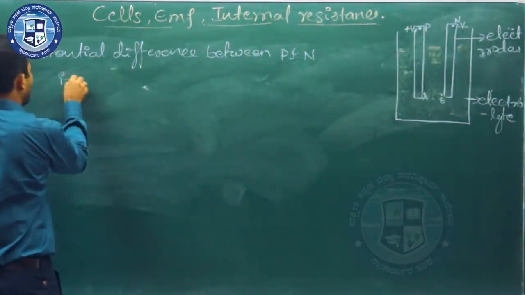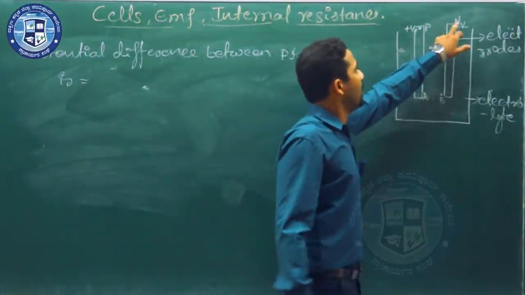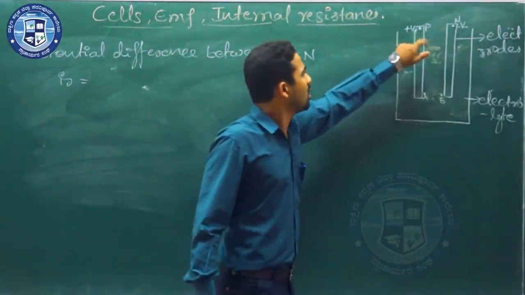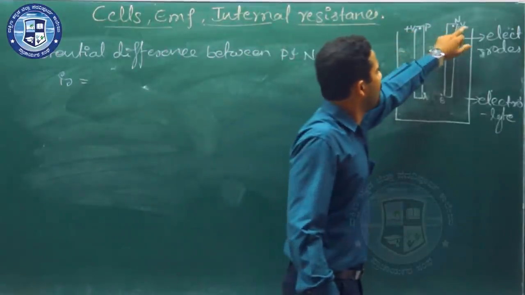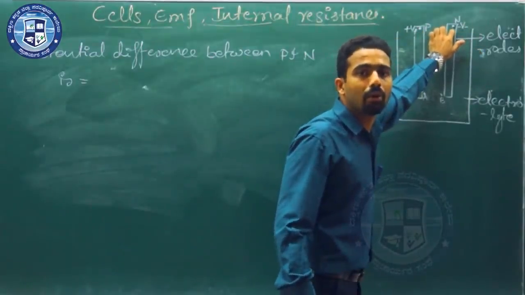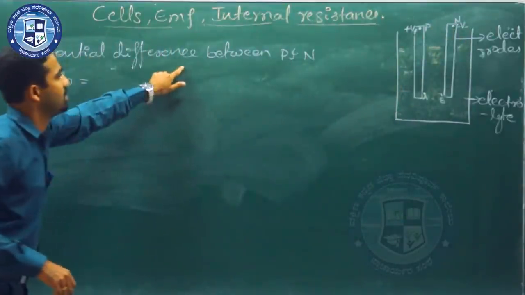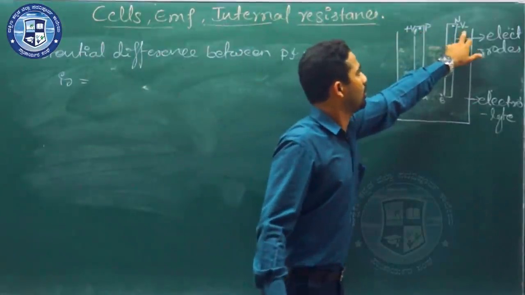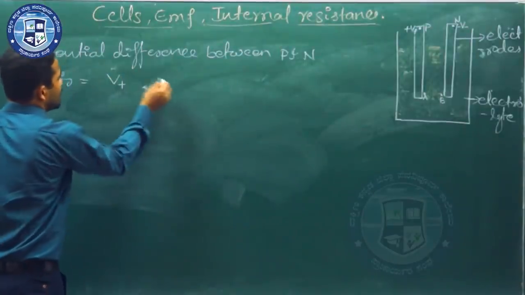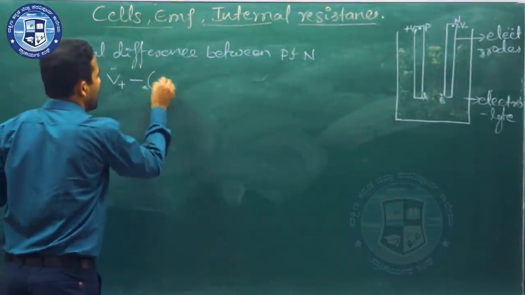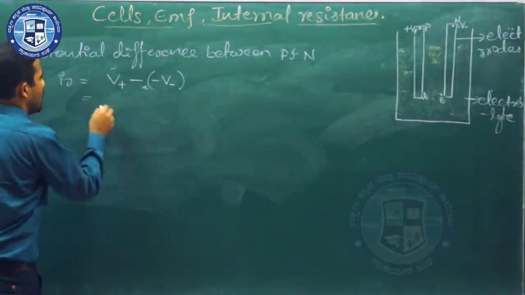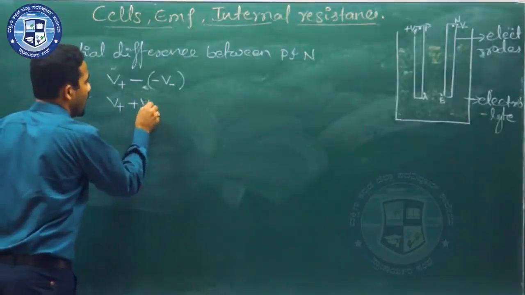So we already know that at the point P we have a potential plus V plus, and at the point N we have minus V minus. We have to find the potential difference between these points. The potential of the point P is V plus and the potential of N is V minus. Then we have to write plus V plus, minus of V minus. You have to find the difference. So minus V minus becomes plus. So it is V plus plus V minus.